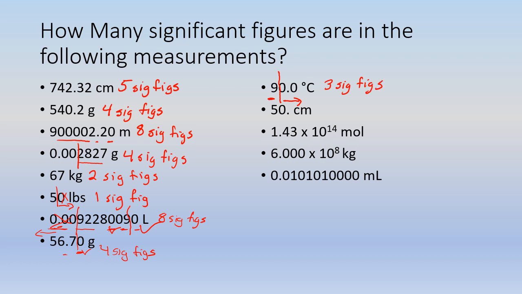In the next one we have 50 centimeters. So there's a decimal here. There's nothing after the decimal, but there is a decimal there. Notice that. We have one non-zero digit, the 5. It is both, again, the first and the last non-zero digit. So that 0 comes after the last non-zero digit. But there is a decimal, so that one would be significant. This is a 2 significant figure measurement.